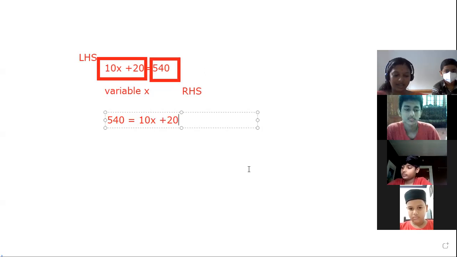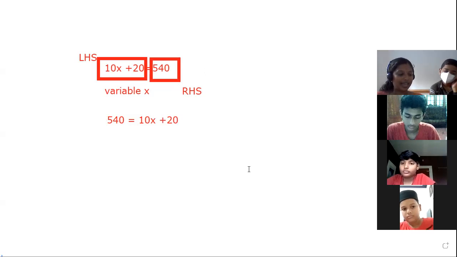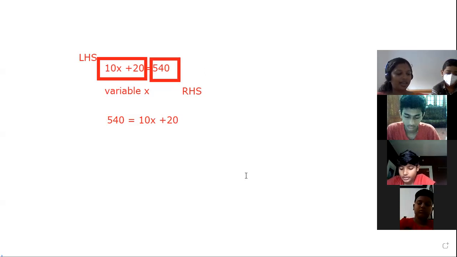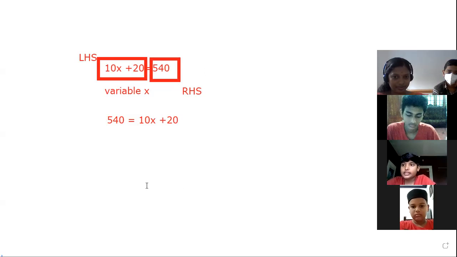Okay. Then you have a question given for you, that is in page number 79. Write the following statements in the form of equation. First one, the sum of 3 times x and 11 is 32. 3x plus 11 is equal to 32.